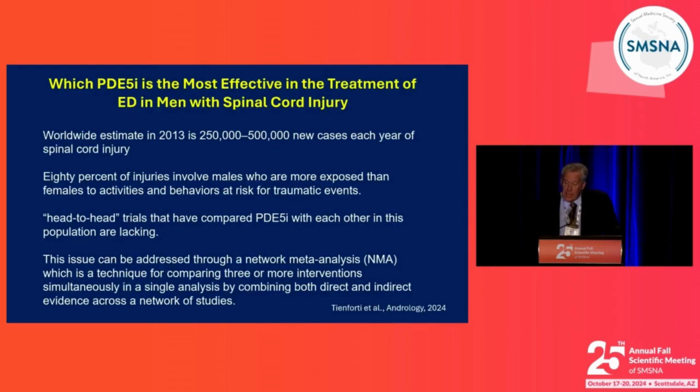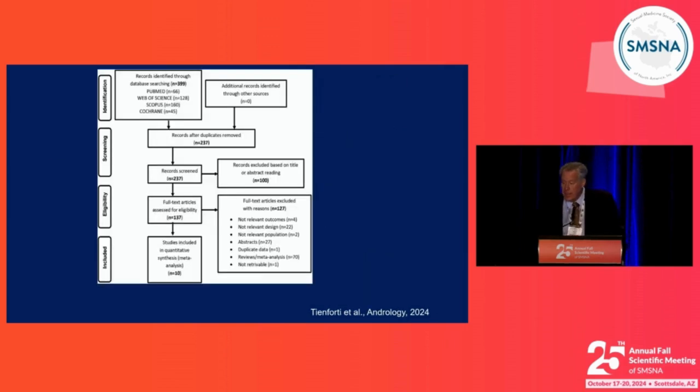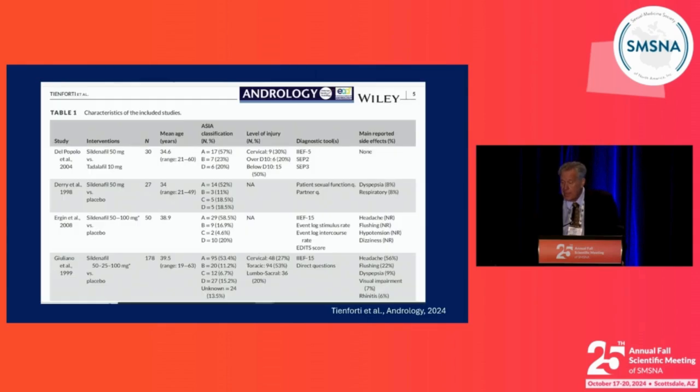So there was a study done, which I thought was kind of interesting, on which PDE5I is most effective in the treatment of ED in men with spinal cord injury, which, as you can see there, is pretty prevalent. And there were no head-to-head comparisons. So what they did was they addressed that by using a network meta-analysis, which is a technique for comparing 3 or more interventions simultaneously in a single analysis by combining both direct studies and indirect evidence across the network of studies. And they basically sifted through the literature and came up with 10 studies.